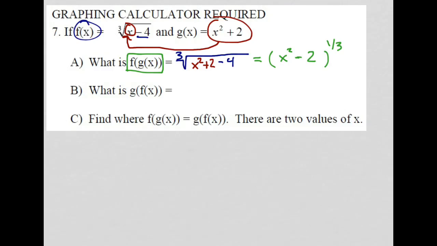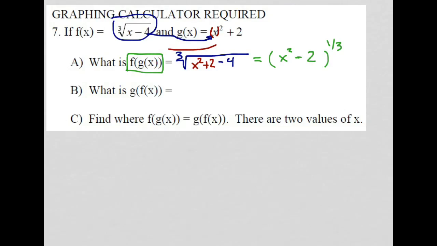Now let's do g of f of x. Let's do the opposite of what we did up here. Now I'm going to take the entire f of x function, and I'm going to shove that inside the g function in place of that x. But be careful. Do absolutely not forget to put the entire function inside parentheses, because you have to be squaring that whole thing. So let's do it.